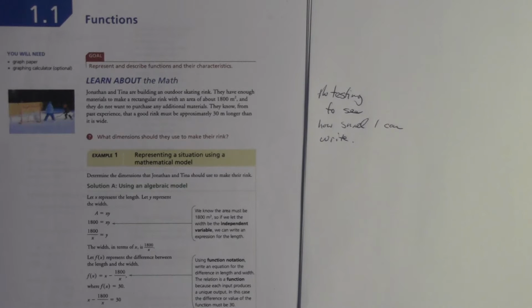Jason, can you read? Jonathan? Jonathan and Tina are building an outdoor skating rink. They have enough materials to make a rectangular rink with an area of about 1,800 meters squared, and they do not want to purchase any additional materials. They know from past experience that a good rink must be approximately 30 meters longer than it is wide. What dimension should they use to make their rink?